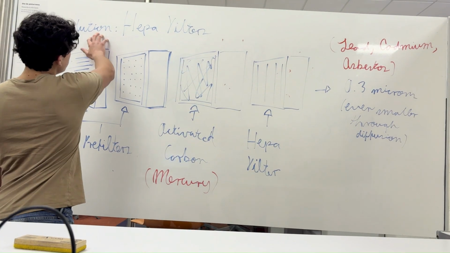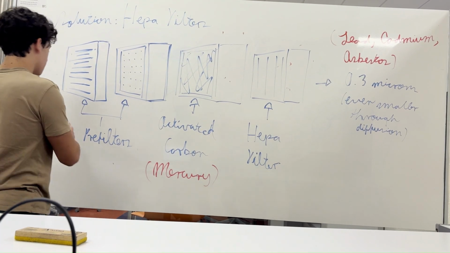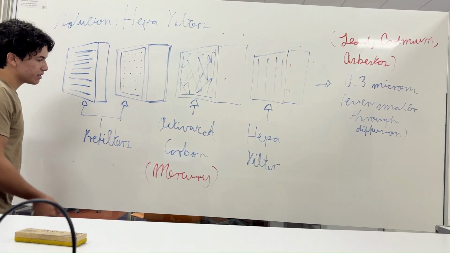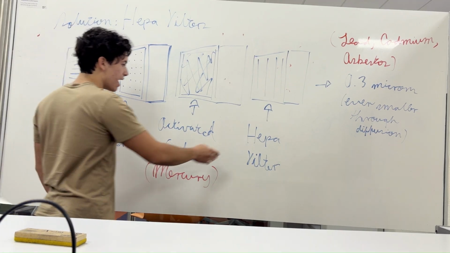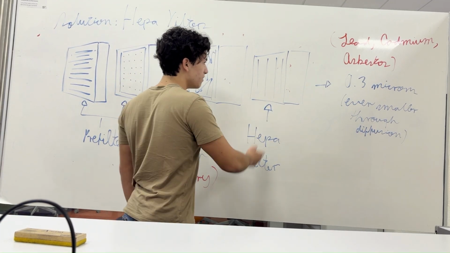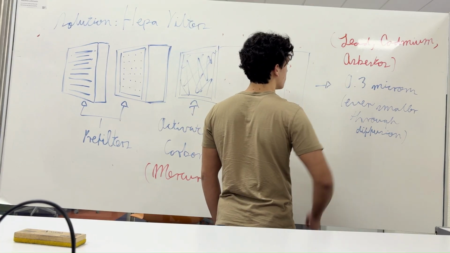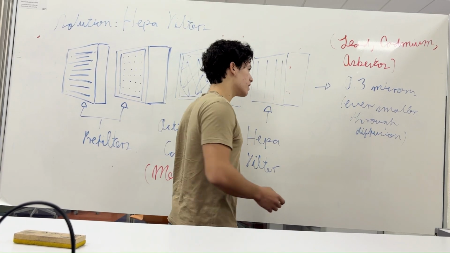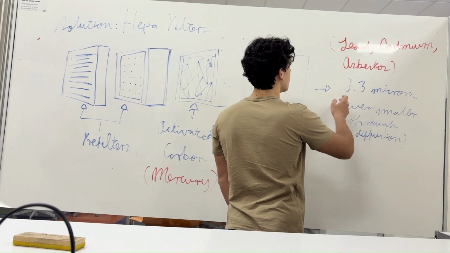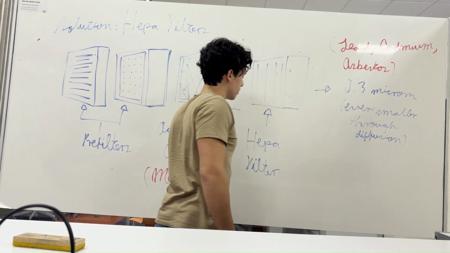I'll do it right this time, teacher. My solution is the HEPA filters. First, the air passes through the pre-filter, then to the activated carbon filter, and then the HEPA filters. The HEPA filters can eliminate particles of at least 0.3 microns, and can eliminate something smaller through diffusion. We can filter lead, cadmium, and asbestos.